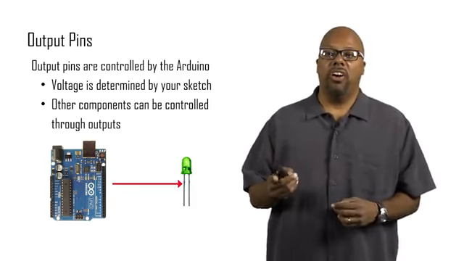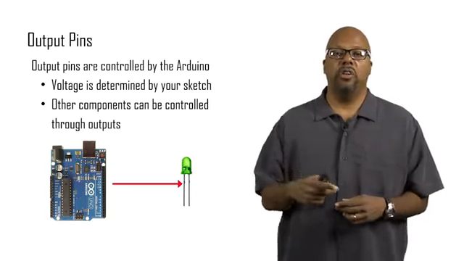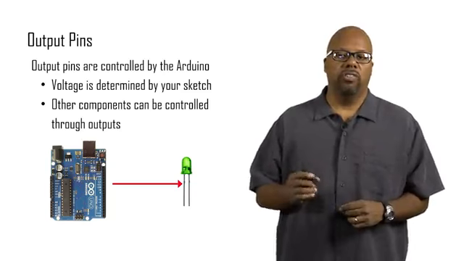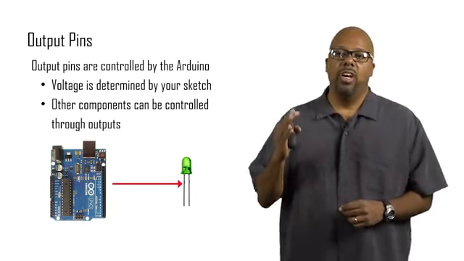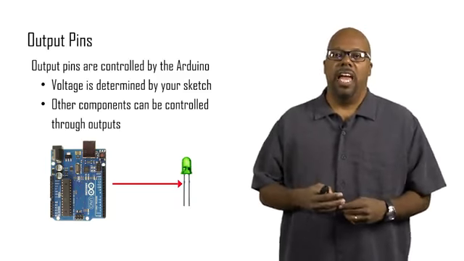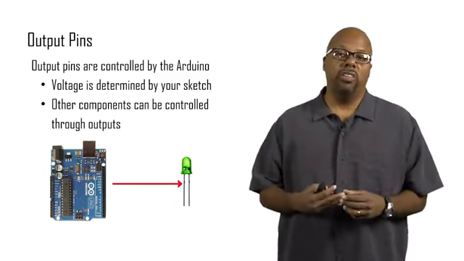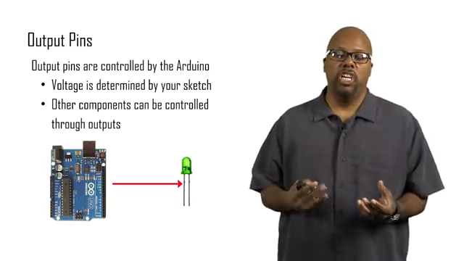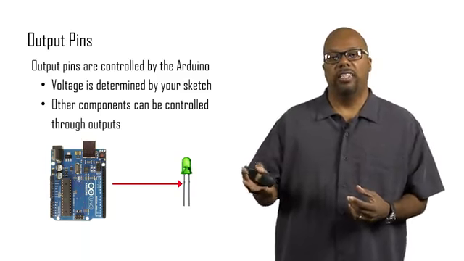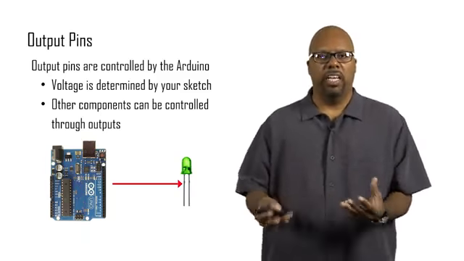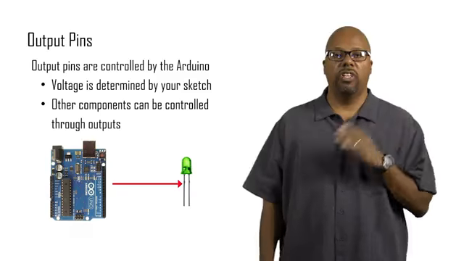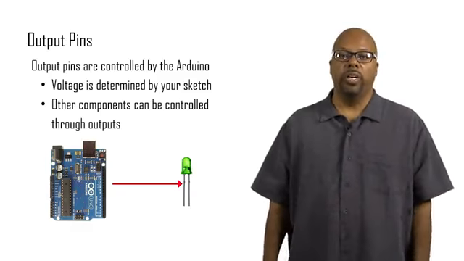You will wire the 2 leads of the LED to the pins of the Arduino. You'll probably use a resistor in between, but I'm not drawing that right now. But you can wire the leads of the component to the Arduino's pins, and then you can write a sketch that assigns voltages to those pins and does something to the LED, presumably turns it off and on or makes it blink or something like that. So that's what output pins are for. Output pins are for controlling other devices from your Arduino.